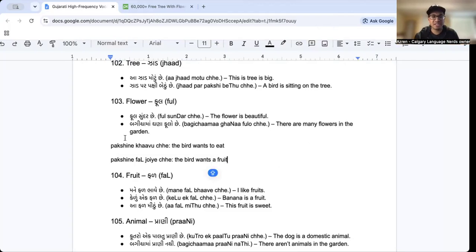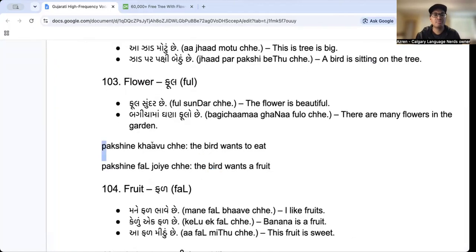So just look at these two sentences for a second. Pakshi ne khavu chhe, the bird wants to eat. પક્ષીને ફળ જોઈએ છે. The bird wants a fruit. In both sentences, we have "wants." Do you see how to do it differently? If you want to eat, you want a verb, an action. It's just પક્ષીને ખાવું છે. Someone ne, રાજને, પક્ષીને, સેજલને, someone ne, right? પક્ષીને ખાવું છે. The bird wants to eat.